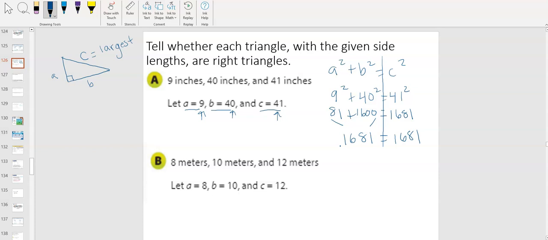Is this a true statement? Does 1,681 equal 1,681? Is that true? Yes. So that means that this is a right triangle. Now down here for B, I'm going to do the same thing.